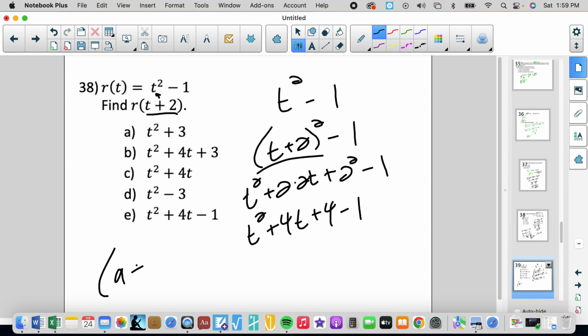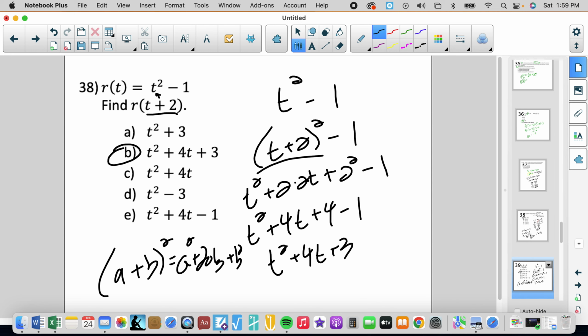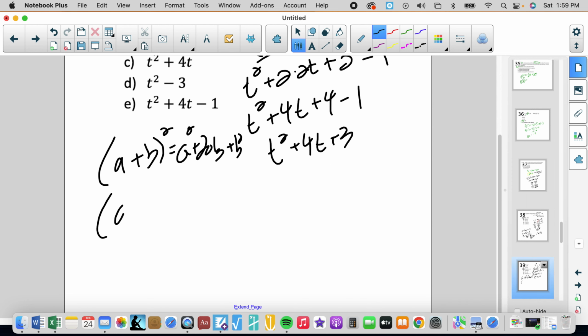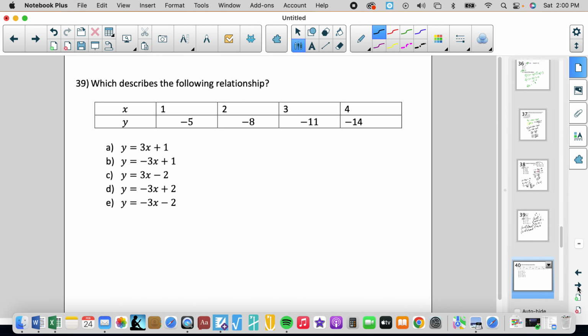Remember our (A + B) quantity squared equals A squared plus 2AB plus B squared. We're using that template, so we get t squared plus 4t plus 3. That would be B. And the only difference, remember that other template, (a - b) quantity squared is just going to be a squared minus 2ab plus b squared. So you can use that template. You should have that memorized.